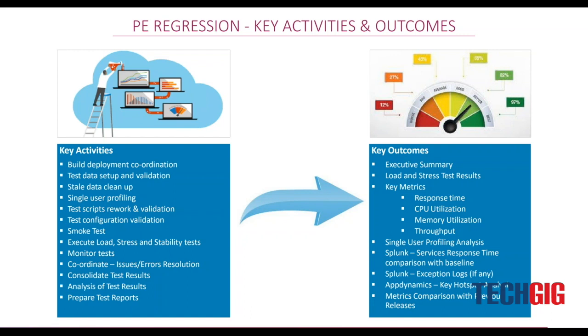If you identify a transaction which is causing it, then use the APM tools to analyze what is causing the high response time. Is it some method? What is the method or the functionality which is causing it? Or it might be DB SQL calls. We can identify which DB call, which query, is taking more time. That kind of detailed analysis has to be done. And finally, prepare the report and send it across.